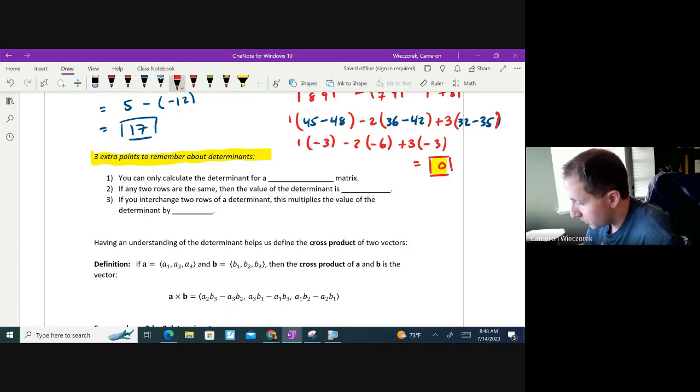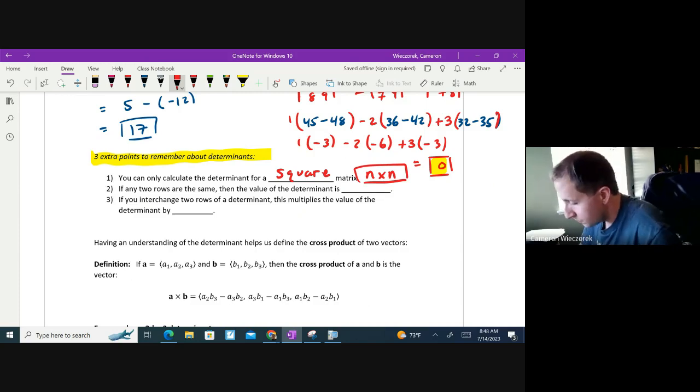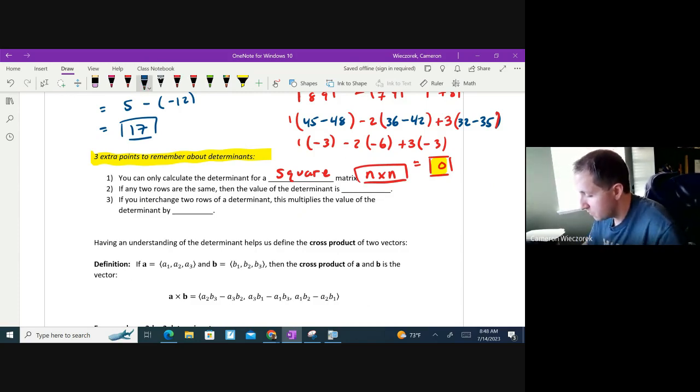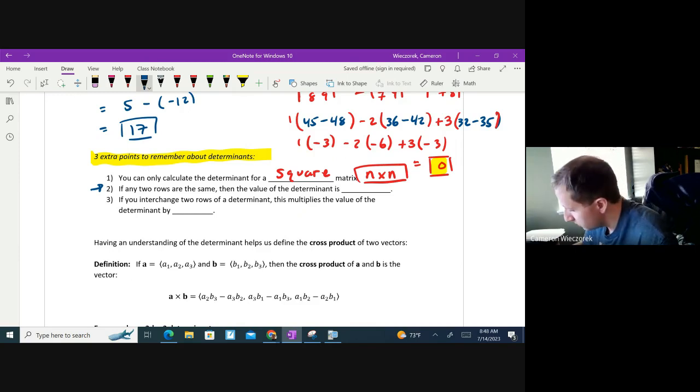You can only calculate the determinant for a square matrix. All that means is that the number of rows needs to be equal to the number of columns. So it needs to be an n by n matrix. Number 2: if any 2 rows of the matrix are the same, then the value of the determinant will always be 0.